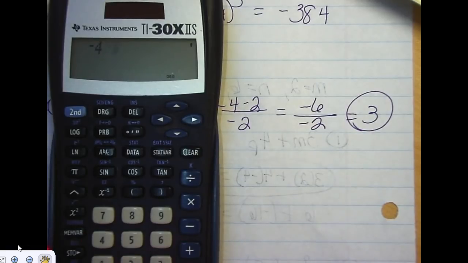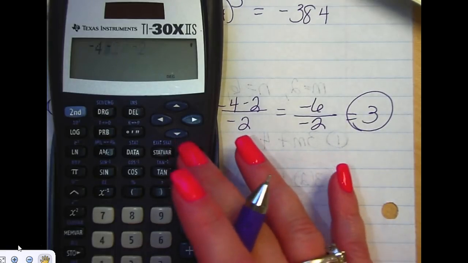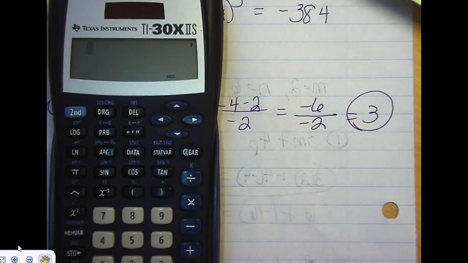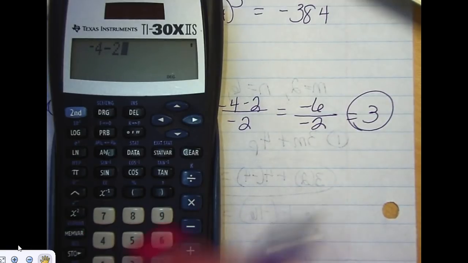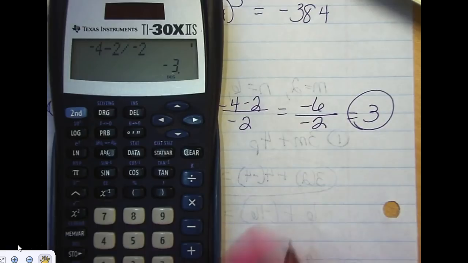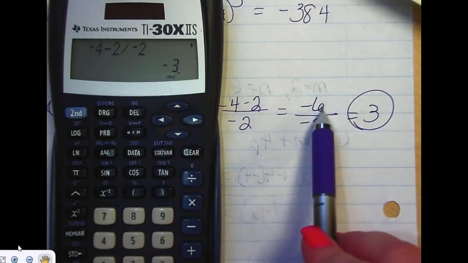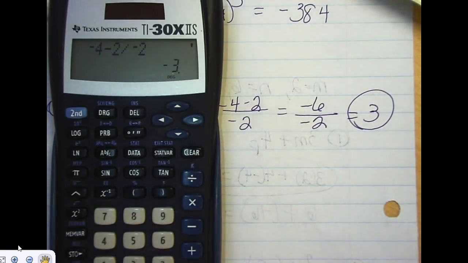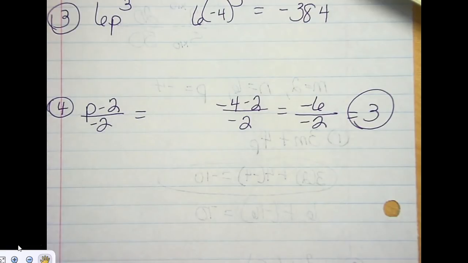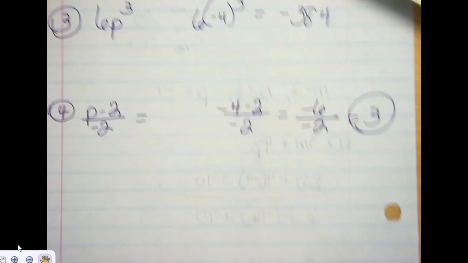Negative 4 minus 2 divided by negative 2. It didn't like that at all. Negative 4 minus 2 divided by negative 2. Oh, you get negative 3. But that is wrong. You have to hit the equal sign and you have to get negative 6 first. All right, questions? No? Okay. All right, let's look at our notes for today.